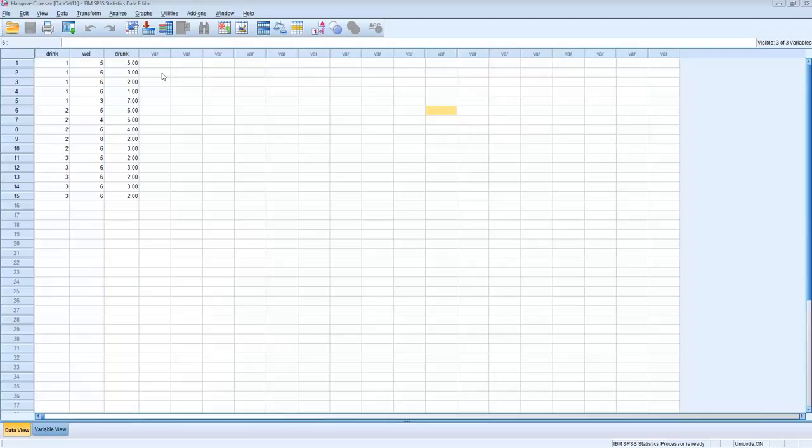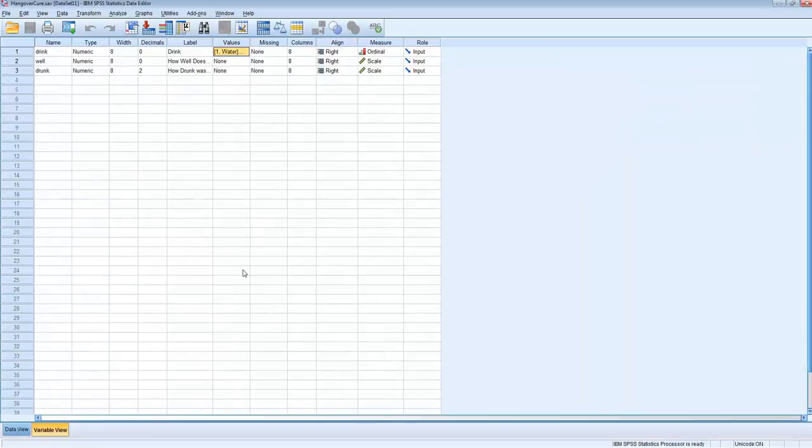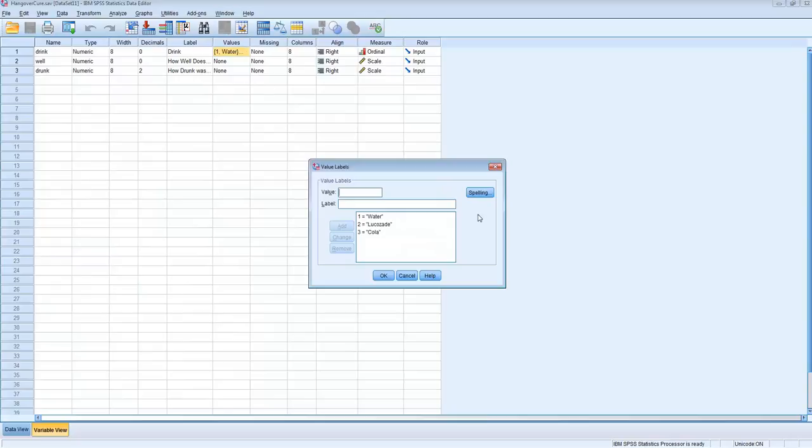As you look at the data set, you already can determine that it is a small data set. And by groups, drink is the factor with 3 different levels. You can confirm that by clicking on Variable View and clicking on the values. You will see that drink has 3 different groups. 1 is water, 2 is Lucozade, which is apparently an energy drink in England, and then our regular cola.